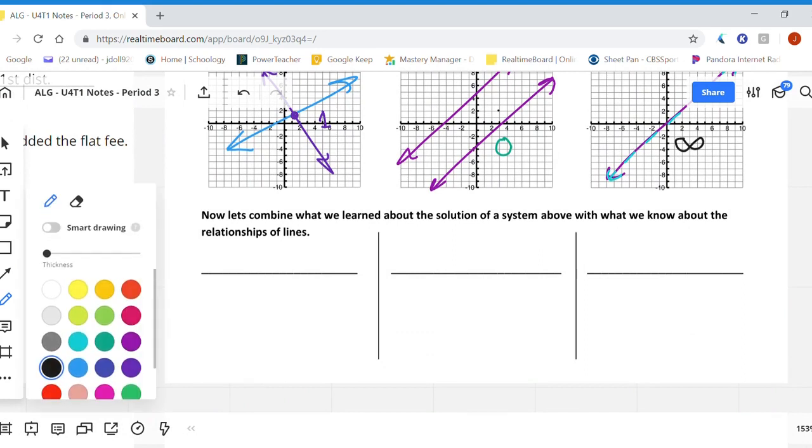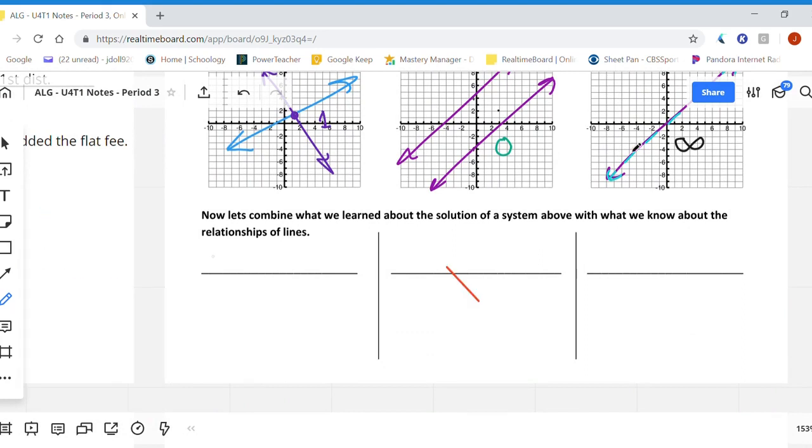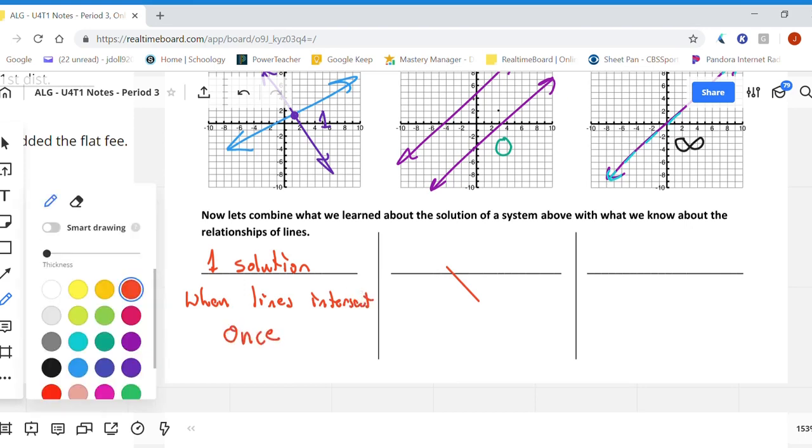All right, so pretty much we've talked about them here. We've said it before. There can be one solution when the lines intersect once. So if we graph our 2 lines and the lines intersect once, there will be one solution.